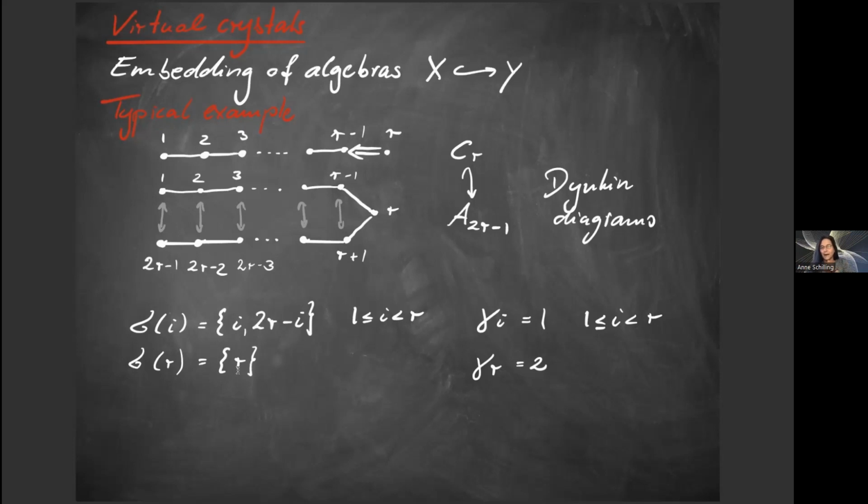And the other data that we need are these multiplicity factors, which I call gamma_i. So every node also has a multiplicity factor attached to it. So the multiplicity factor for i between 1 and r-1 is 1. And then this last node, the rth node, has multiplicity factor 2.